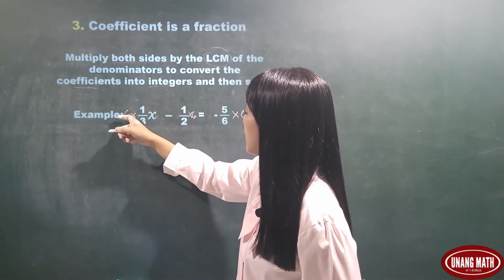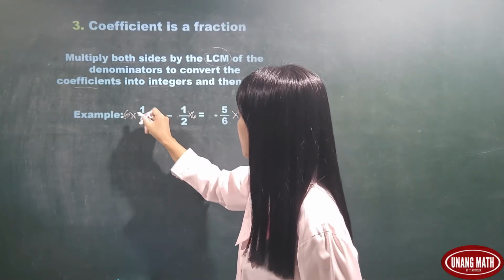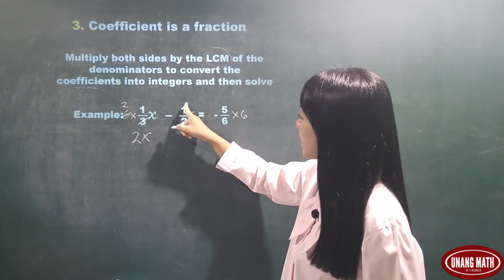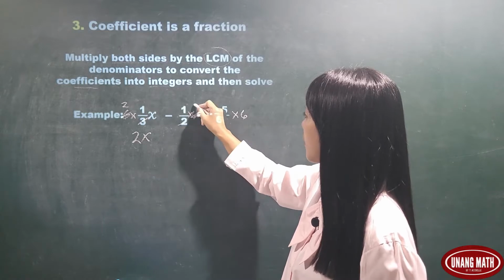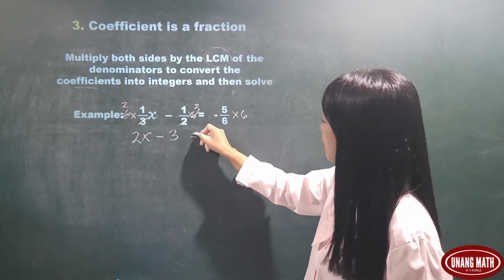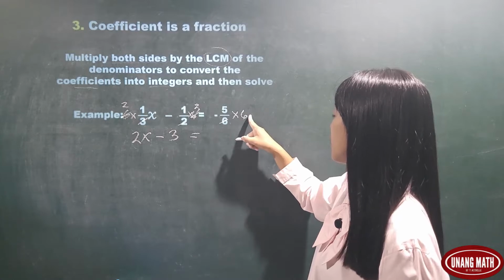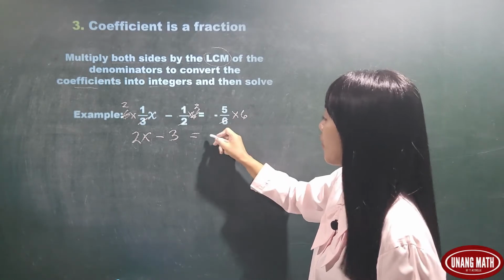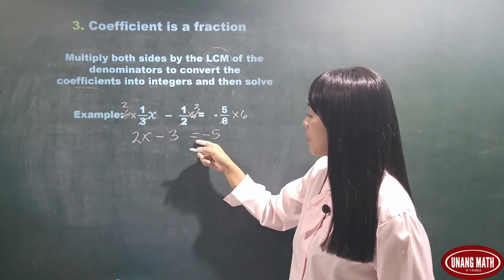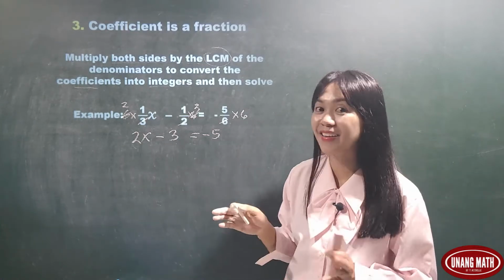Okay, so 6 times 1/3 is 6 over 3. 6 divided by 3, if we simplify, becomes 2. So we have 2x. Okay, if we simplify, this becomes 3. So we have here negative 3. Okay, how about here? If we simplify, 5 times 6 is 30. 30 divided by 6 is 5. So this is negative 5. So we have 2x minus 3 is equal to negative 5. It will be easier to solve if the numbers are exact numbers.